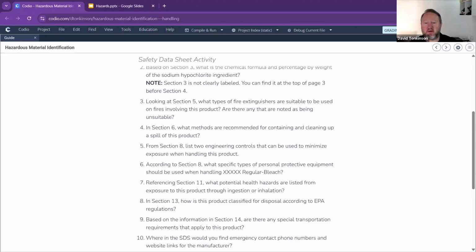Good stuff. Who's got enough prep for number 9 then? So based on the information in section 14, are there any special transportation requirements that apply to this product?